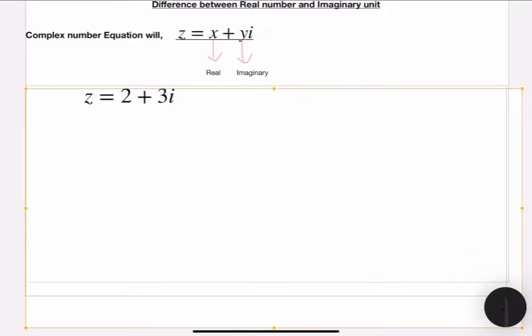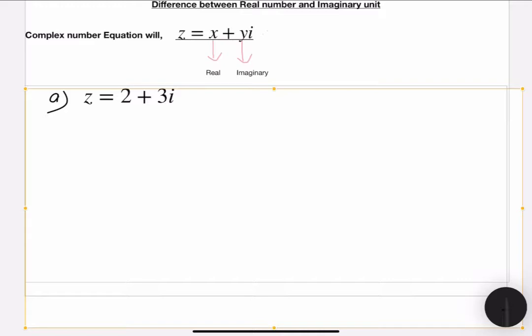Today's topic is the difference between real number and imaginary units. As we know, the complex number equation is z equals x plus yi, which is written in rectangular form, where x is a real number and y is an imaginary unit.